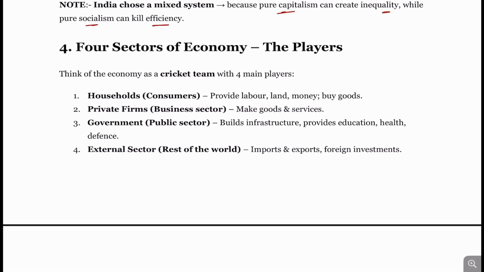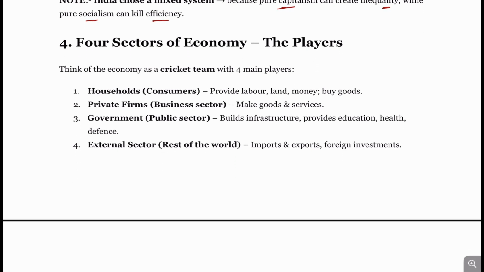Now there are four sectors of the economy. In every economic system, there are four sectors. Households, that is the consumers. They provide labor, land, money, and buy the goods. Suppose this is a household, so people will be living here. They will be providing their labor, the land, and money, and they will be buying the goods.